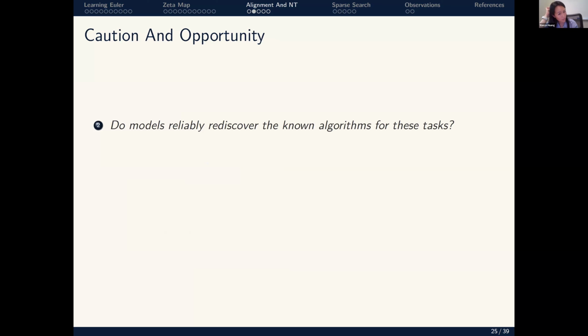And the second question is: do models reliably rediscover known algorithms for these tasks?